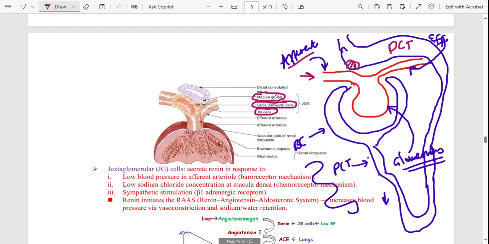When you look at the macula densa cells, these are cells of the distal convoluted tubule. So what happens is that when filtration happens here, salt, that is sodium, is going to be filtered. Now imagine a lot of sodium has been filtered. Well, if a lot of sodium has been filtered, it means that a lot of sodium is going to reach the distal convoluted tubule. And if a lot of sodium reaches the distal convoluted tubule, that is going to stimulate the macula densa cells.